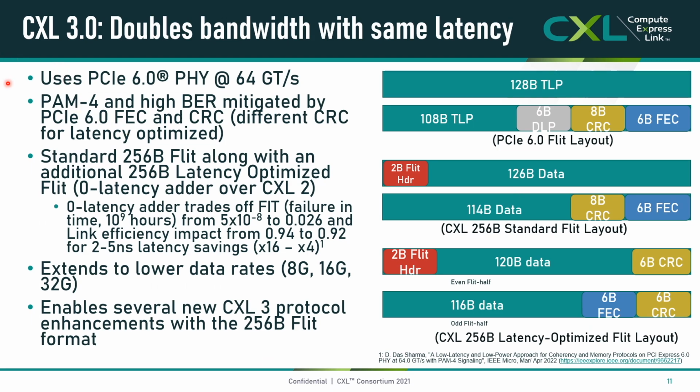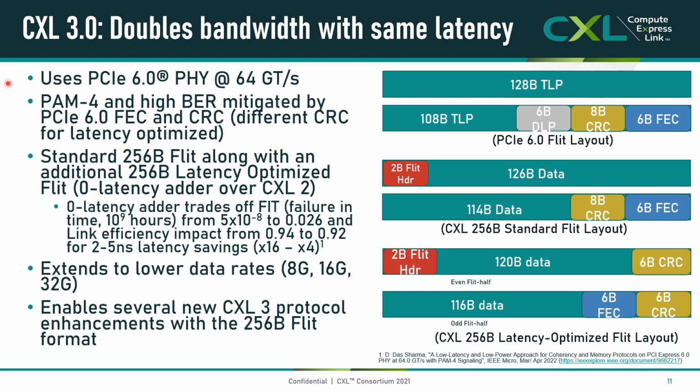So we start with how we double the bandwidth while maintaining the same latency in CXL 3.0. The first thing we note is that CXL 3.0 uses PCIe Gen 6 physicals with a 64 gigatransfers per second interface. And just like PCIe, CXL uses PAM4 signaling, and the high bit error rate is mitigated by a scheme very similar to what PCIe uses, which uses a lightweight FEC and a strong CRC. And CXL went one step beyond what PCIe did in terms of how the CRC was defined, and I'll talk about it a little bit more.